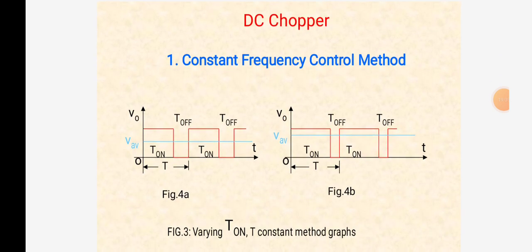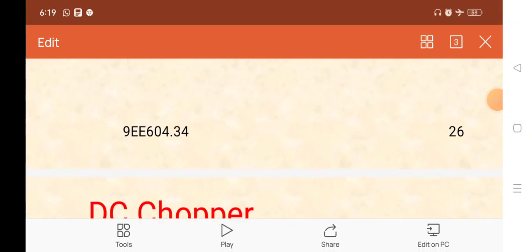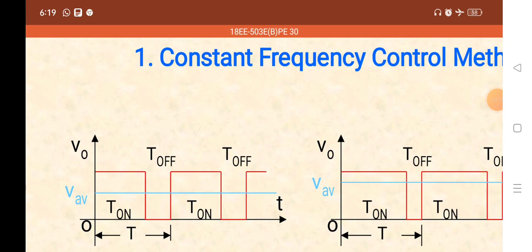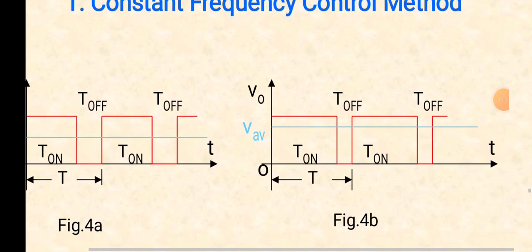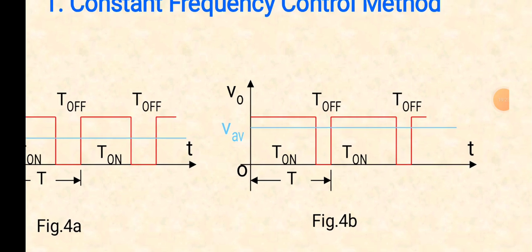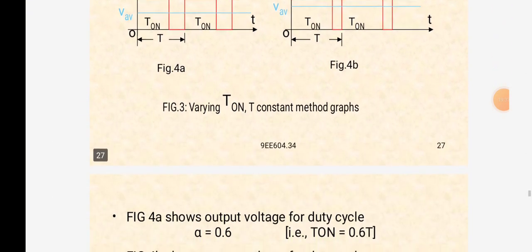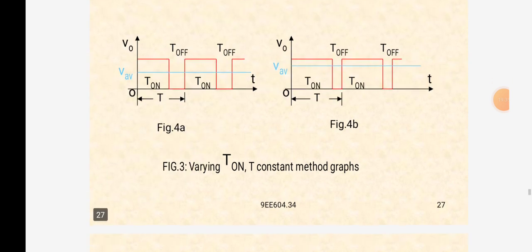In this, we again have two waveforms. In these waveforms, we have the average voltage in blue line and in red line the maximum output voltage. The chopper will be on and off, that is the total time. Compared to the first waveform, here the turn on time is less. Varying T on, T constant method graphs.